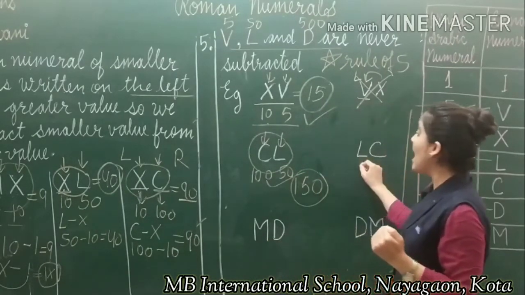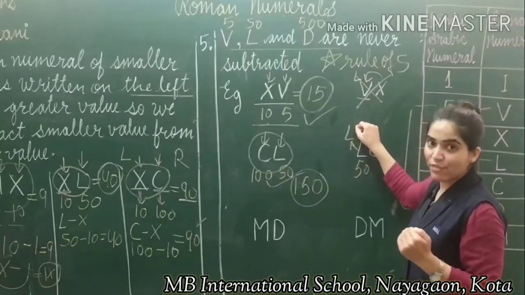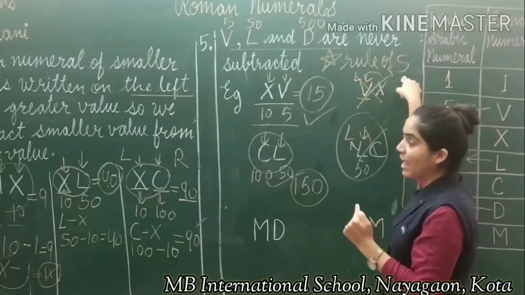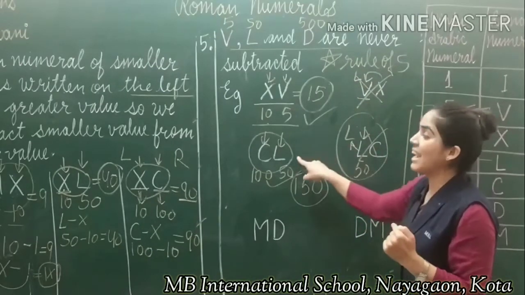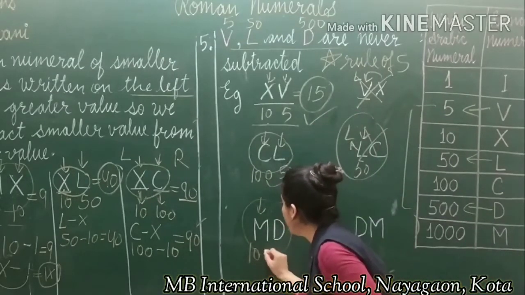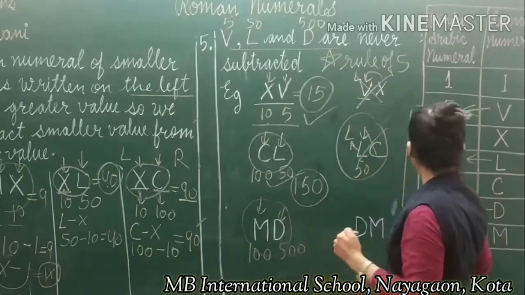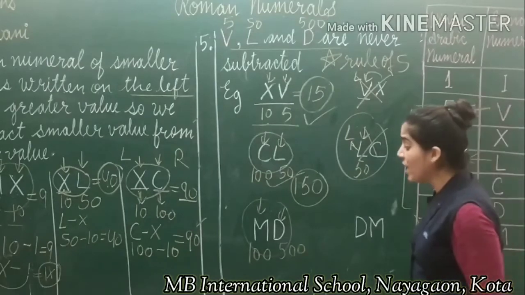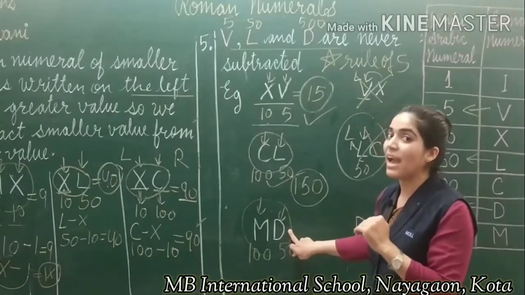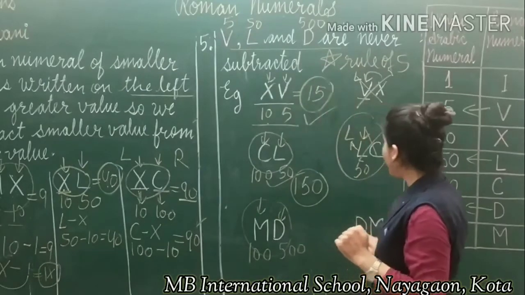But here you can see I have written the smaller value 50 at the left side. It means this is a wrong format of Roman numeral, because according to the star rule of 5, 50 cannot be subtracted. It can be added only. Next here you can see M 1000 and D 500. So 500 is a smaller value and M 1000 is a greater value. According to the rule, when we write the smaller value at the right side, it means we have done the addition. हमने add किया है. So 500 can be added, but cannot be subtracted.